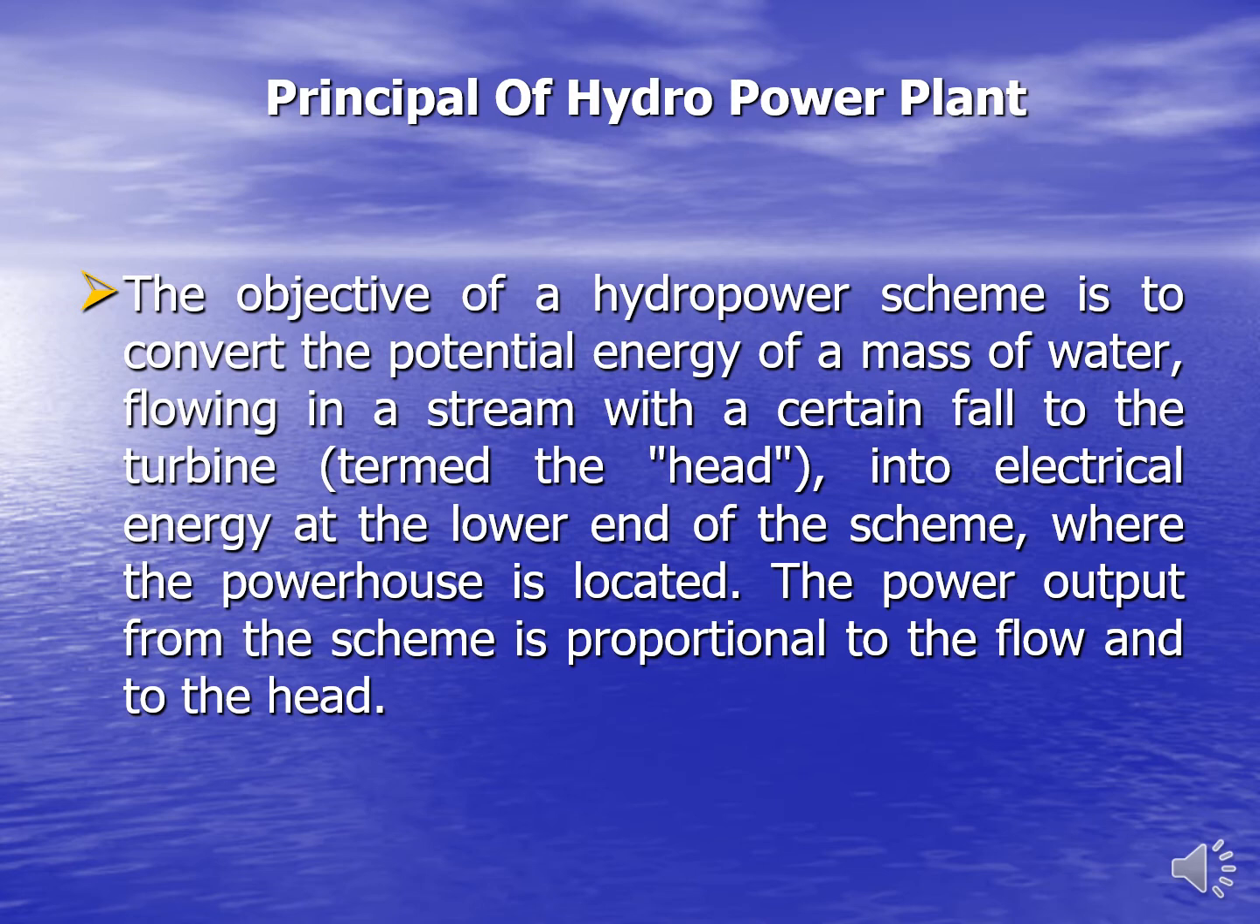Now the output of this power plant depends upon the flow and head. Flow means how much water is discharging from the penstock or the pipe, and head means how much head of water is available. So the output depends on the flow and head.